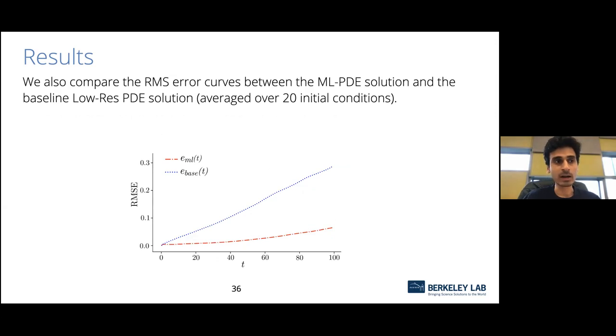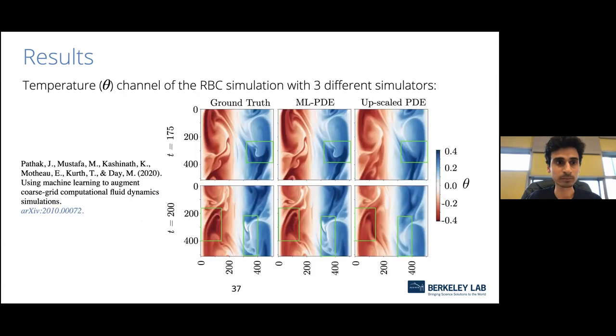We also compare the RMS error curves between the MLPD solution and the baseline low resolution PDE solution, averaged over 20 initial conditions. And what we see is that the ML corrected solution has an RMS error that grows slower than the baseline solution. So we're running a low resolution solver while getting more accurate results than we would have obtained if we hadn't applied the machine learning corrections to the low resolution solver.